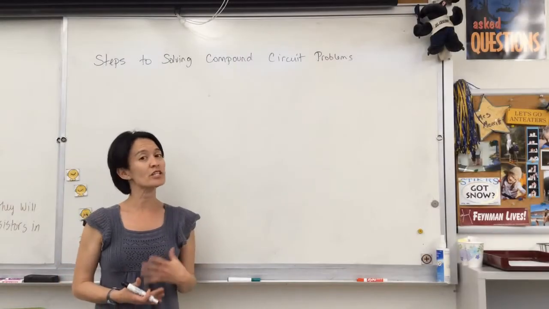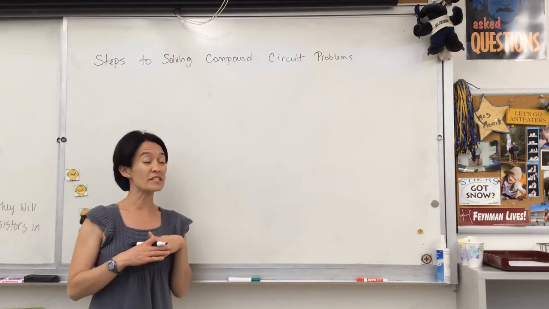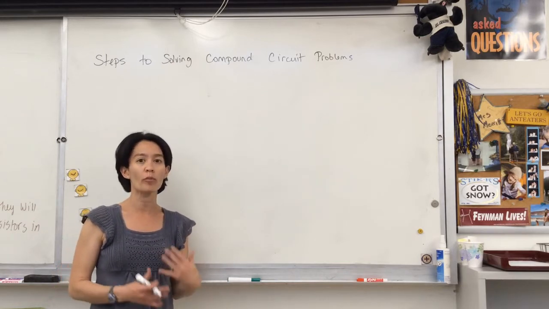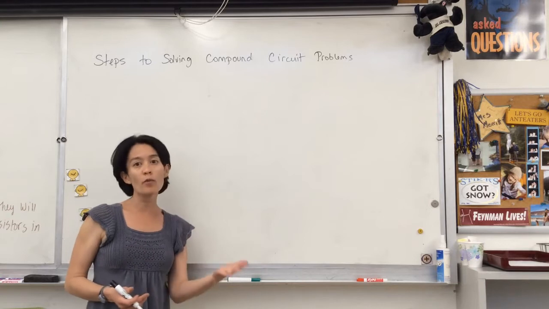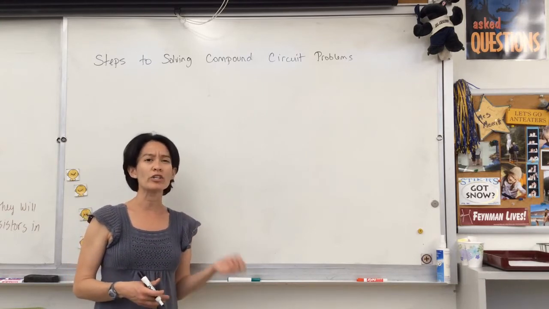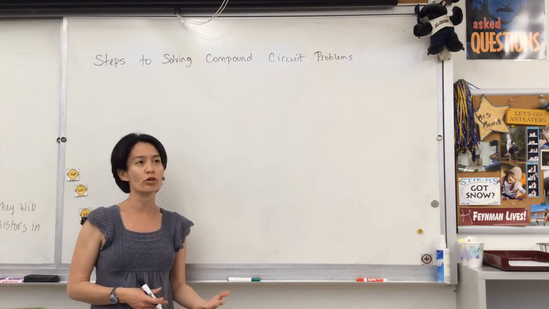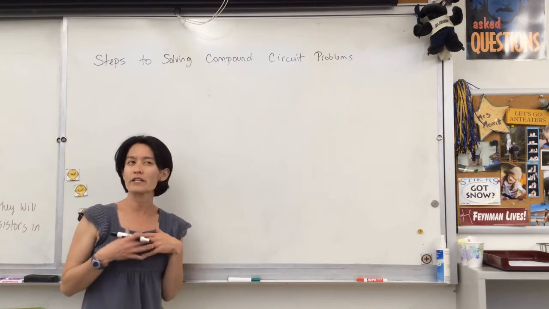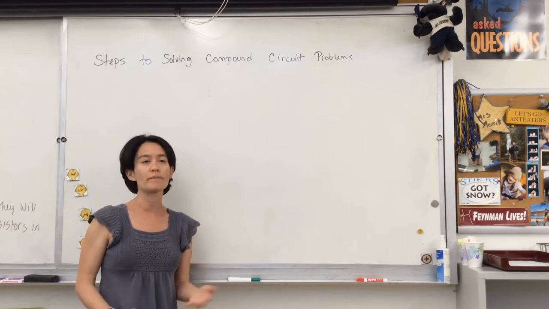Okay, so this lecture is meant to just give you the basic framework for how to solve a compound circuit problem. So we've just come off of looking at how to figure out the total resistance of a circuit, and we just introduced the idea of how to find a total current, and now we're going to look at, okay, what do I do with that information at this point?